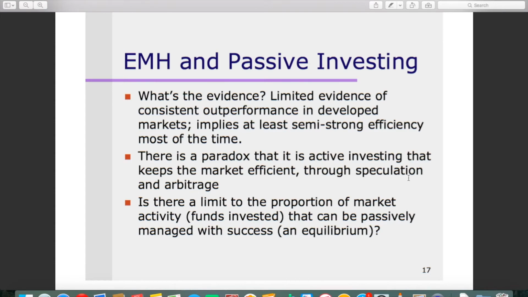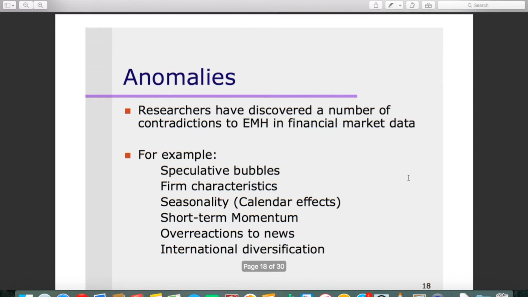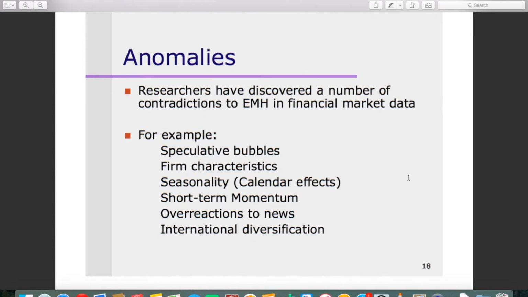So there must be a limit to this balance between passive and active. Okay, now we come to the section called anomalies. So anomalies meaning something of a different point of view. There we came to the conclusion, well, a lot of people believe markets are relatively efficient, not absolutely efficient, but relatively efficient, and therefore they choose to invest in a passive way.